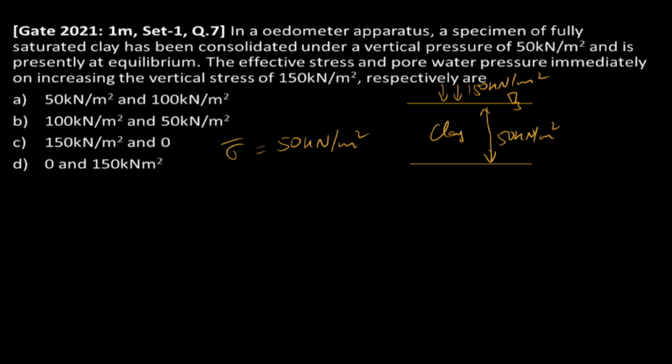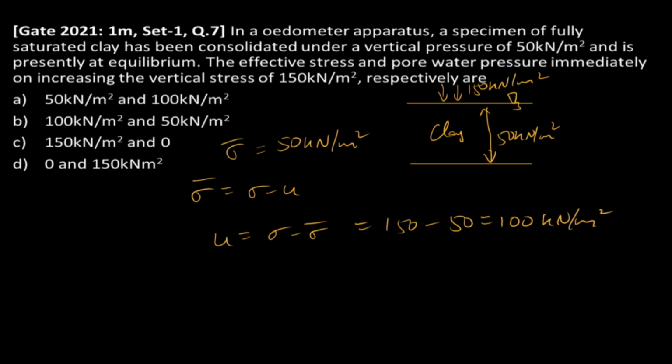So from this we can calculate that effective stress will be equal to total stress minus pore water pressure. So pore water pressure will be equal to total stress minus effective stress, which is nothing but 150 minus 50, equal to 100 kilonewton per meter square. So with the change in total stress, there will not be any change in the effective stress. So effective stress remains the same. With this, we get the pore water pressure as 100 kilonewton per meter square and effective stress as 50 kilonewton per meter square.